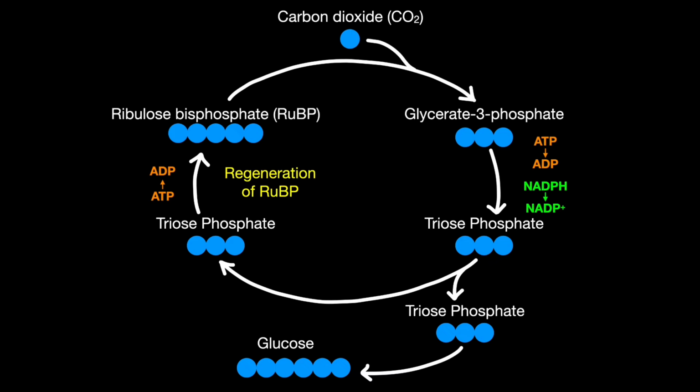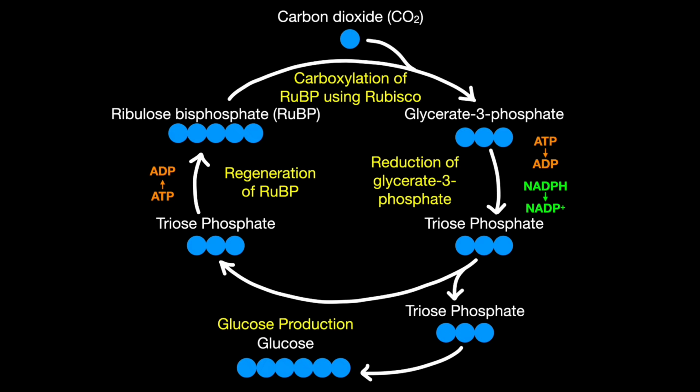And so the cycle continues with carboxylation of RuBP using Rubisco, reduction of glycerate 3-phosphate followed by glucose production and regeneration of RuBP. So at this point you might have noticed the carbons are unbalanced as you have a 5-carbon RuBP joining with 1 carbon to make a 3-carbon glycerate 3-phosphate. With the blue circles representing the carbons, I'll now repeat the Calvin cycle using coefficients to balance the carbons.